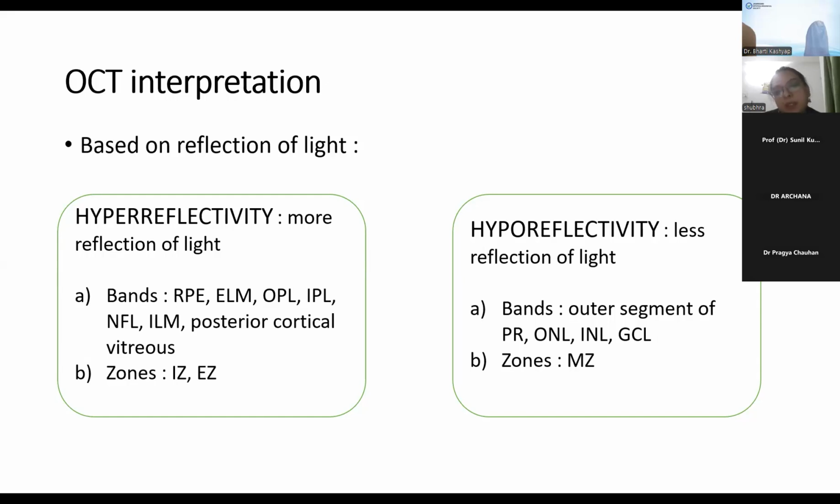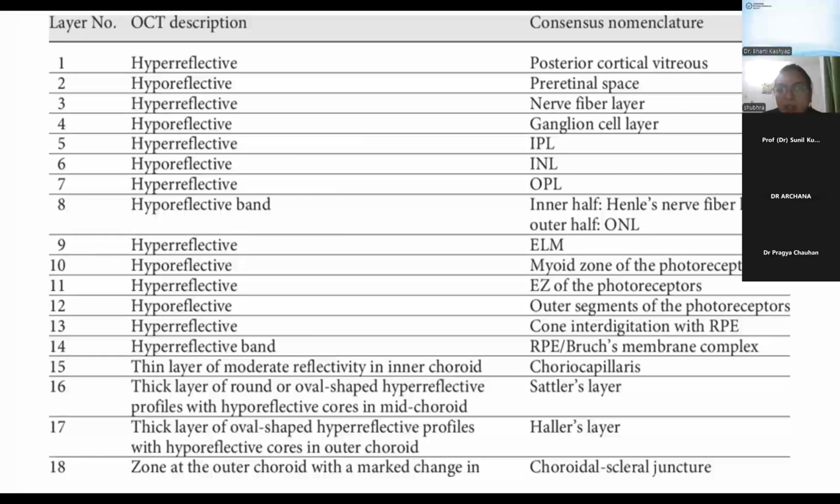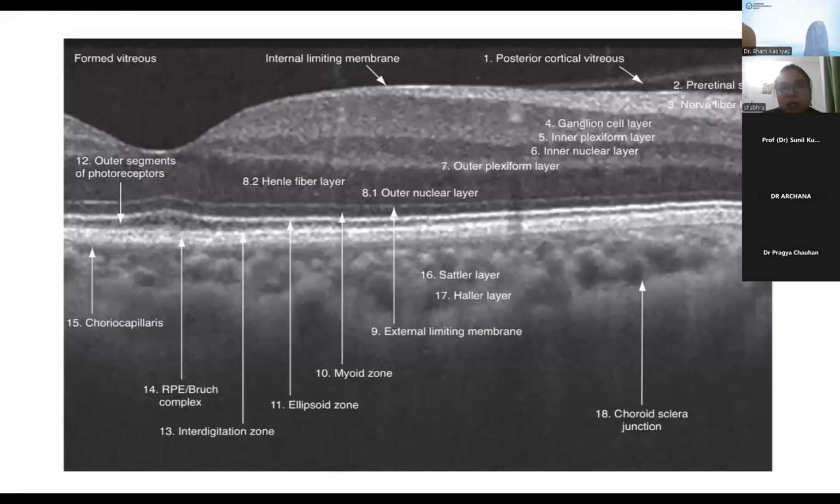So all layers with nuclei will be hyporeflective on an OCT, and all layers with fibers will be hyperreflective in an OCT. Okay. So this is how a swept source OCT looks like. So you can see the hyperreflective layers are the white layers going from the vitreous side. This is the posterior cortical vitreous.